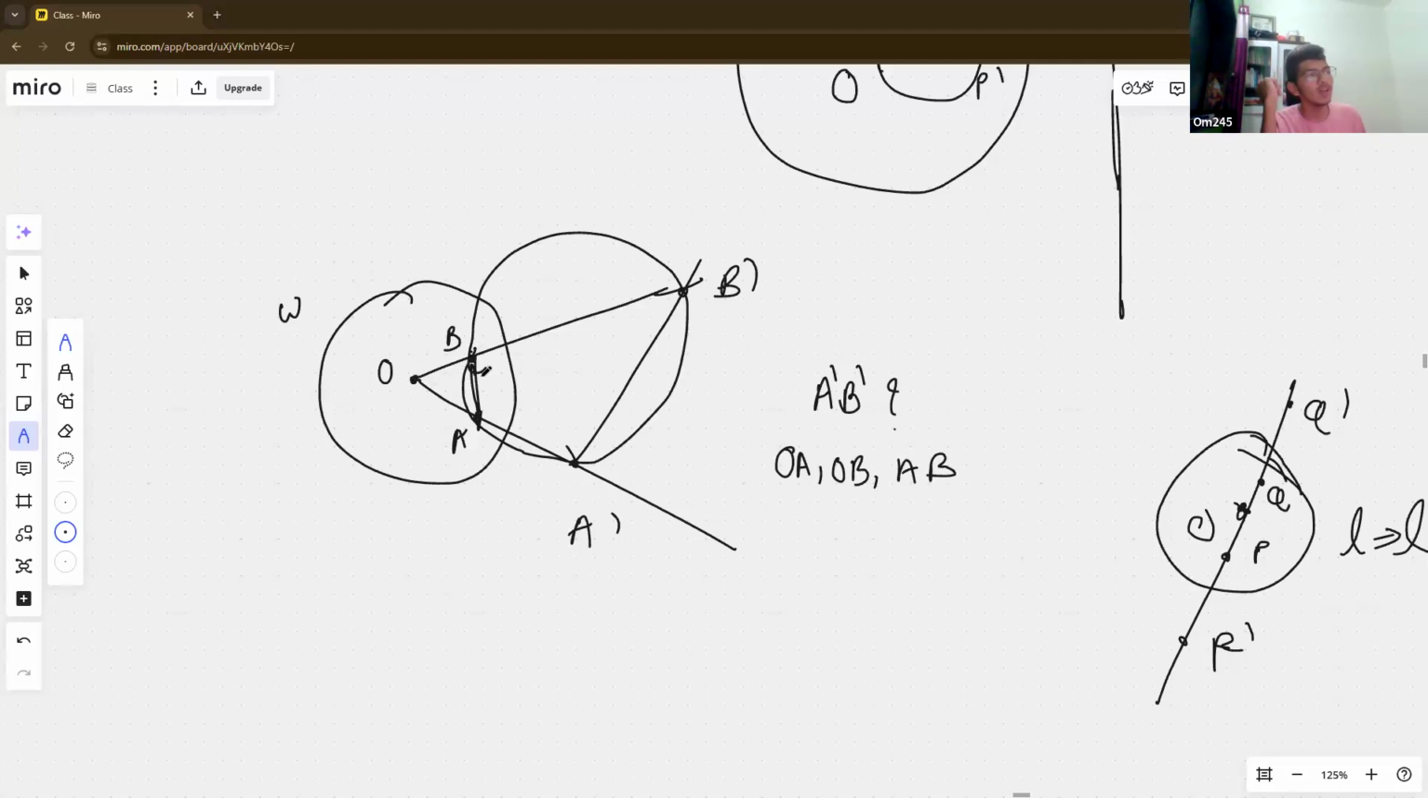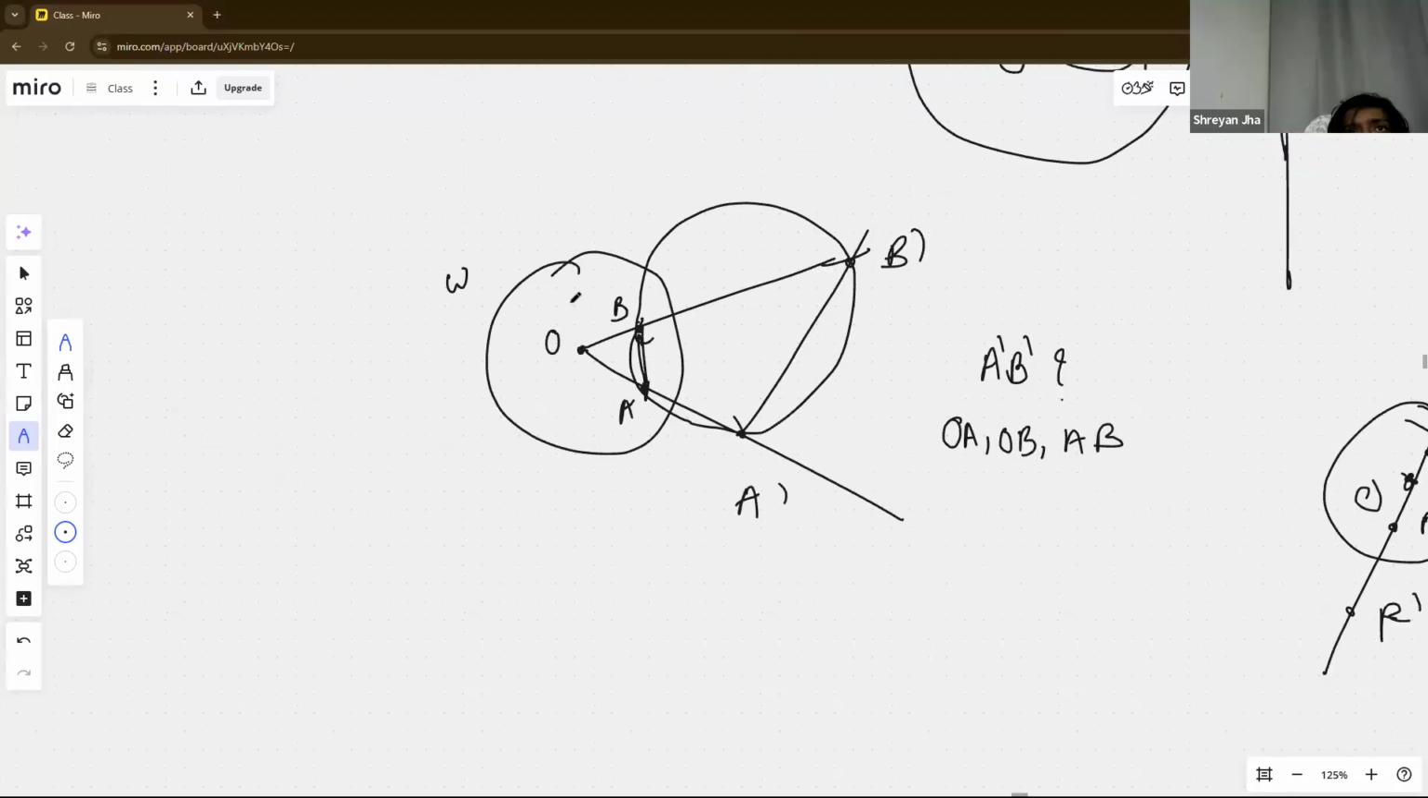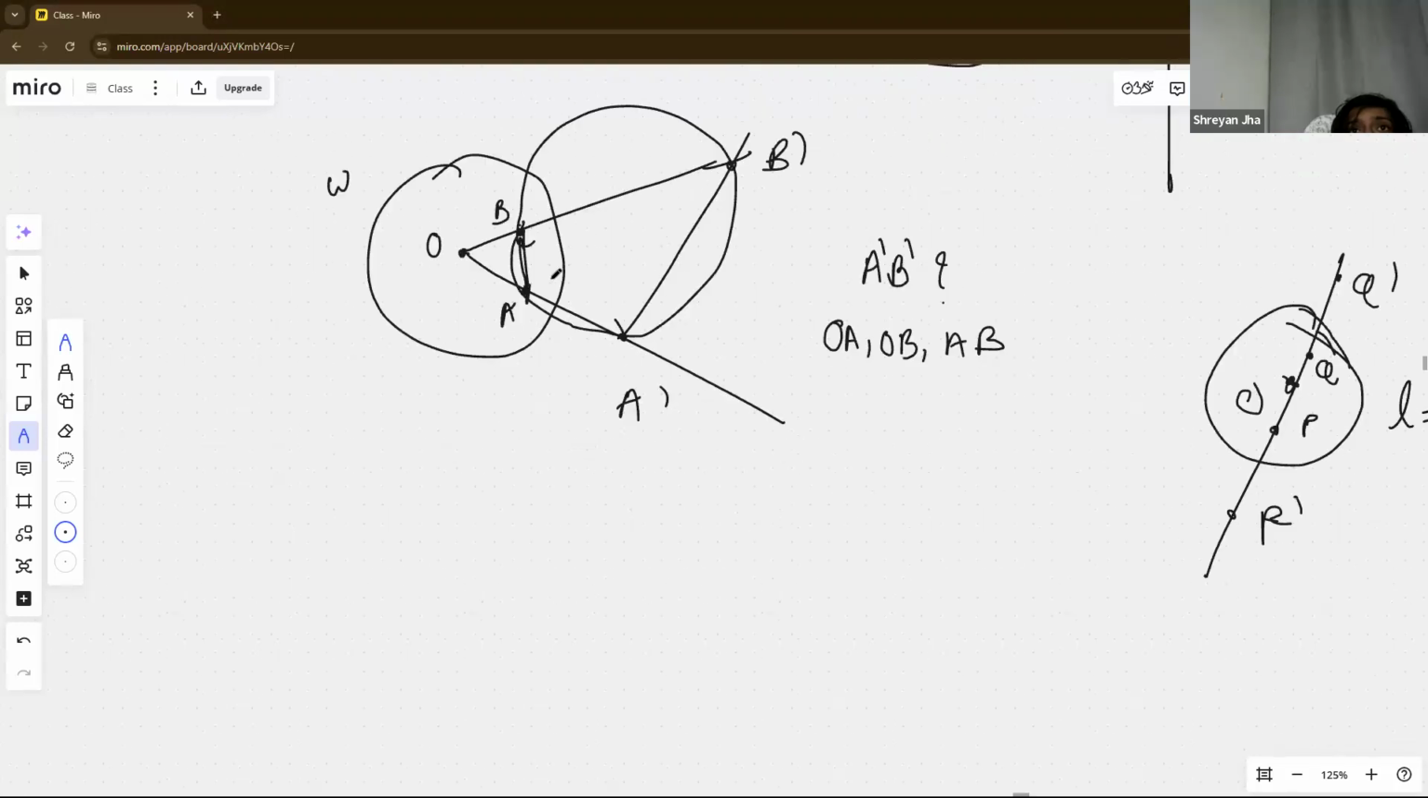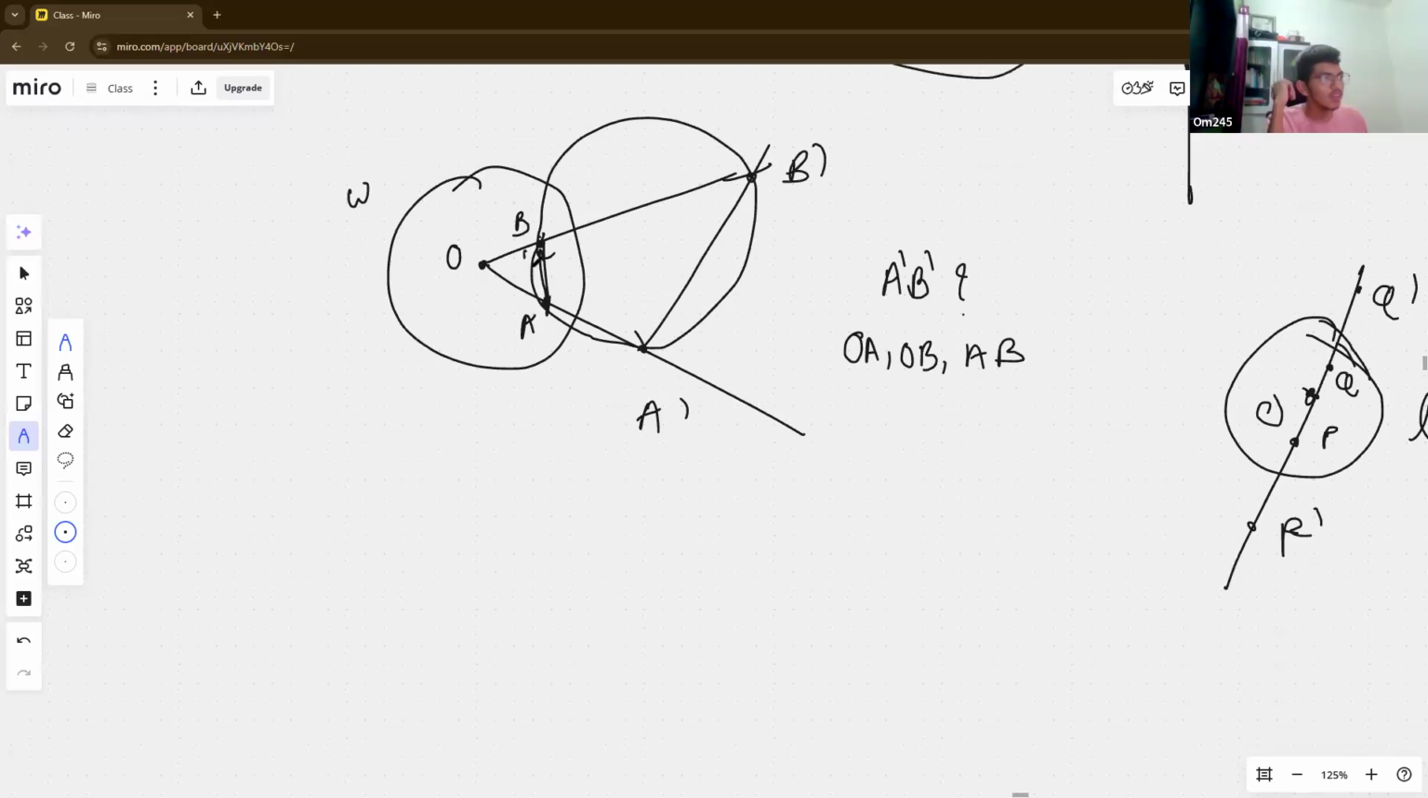Okay, so what do we have? We have this cyclic quadrilateral, so we can maybe try to chase a similar triangle. Yeah, OAB is similar to OB'A'. Yes, because this angle is B and this angle is A. This angle will go to here, this angle will go to here. So triangle OBC is similar to triangle OB'A'.